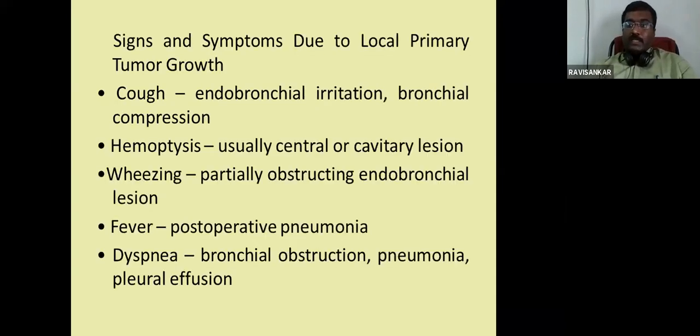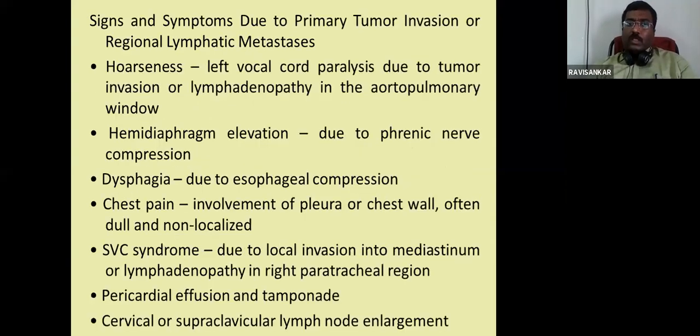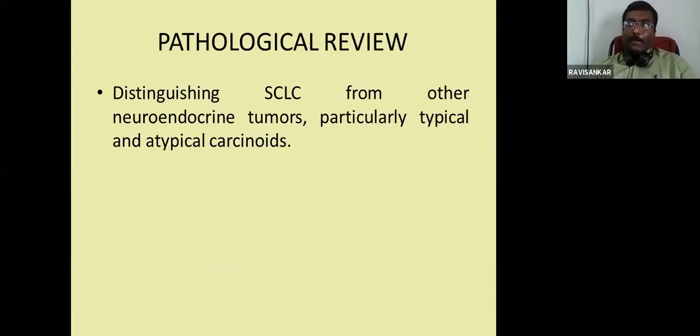Usually they present with endobronchial irritation. They can have hemoptysis, dyspnea, usually obstructive pneumonia. There are also other local factors like hoarseness, phrenic nerve palsies, esophageal compression, and SVC syndrome. The pathology plays a very vital role.